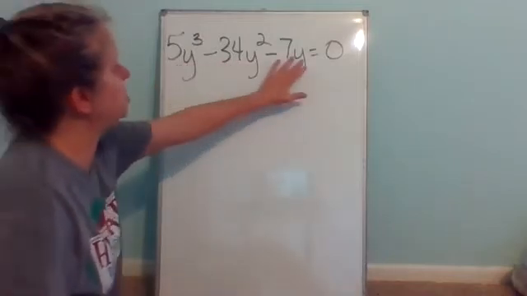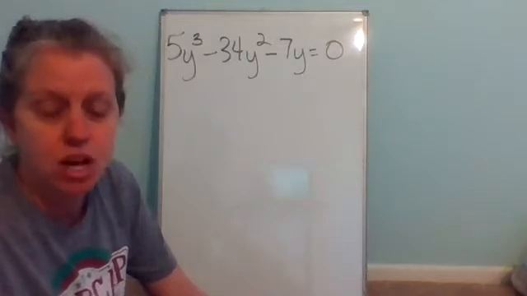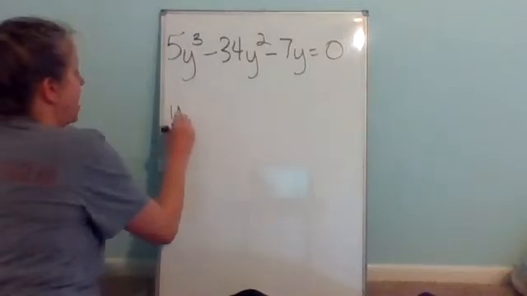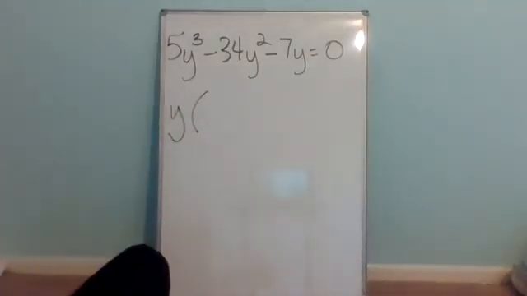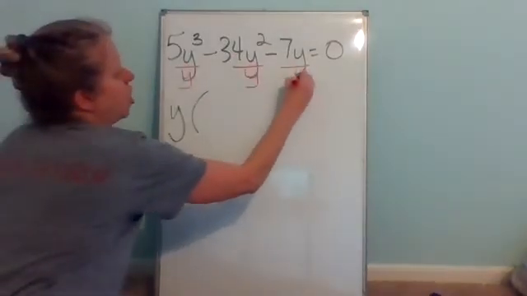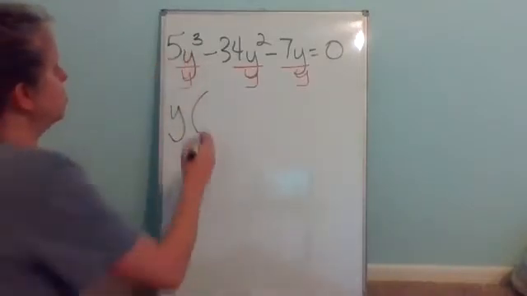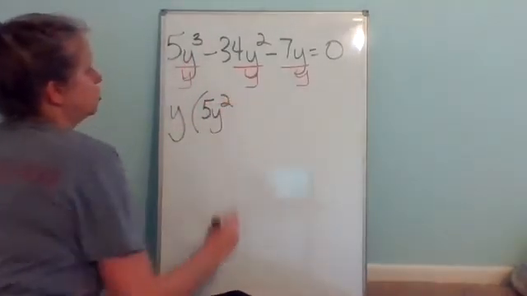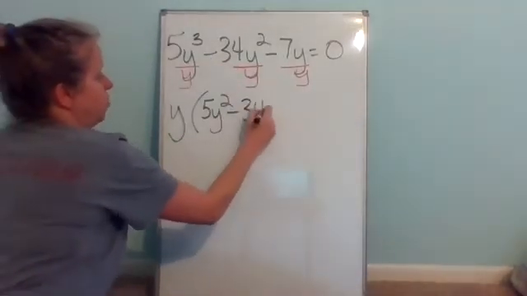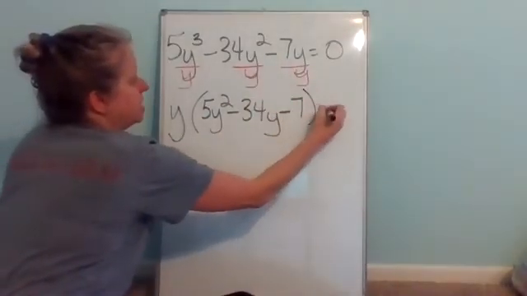If you're looking at all 3 of these terms, what do all 3 of them have? They all have a y, which means you can pull that y out. If I pull the y out and put in parentheses what's left, which means I'm going to divide them all by y, which essentially just means they're all going to lose a y. So what does that turn this into? If it loses a y, now it's 5y squared. If this one loses a y, it's just going to be minus 34y. If this one loses its y, it's going to end up just being minus 7.